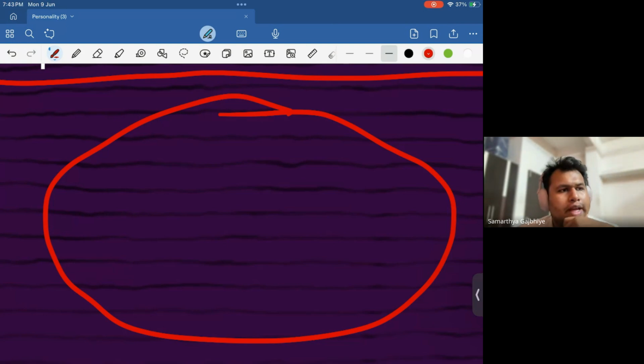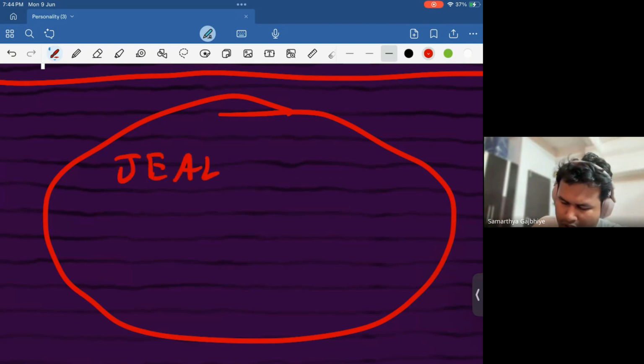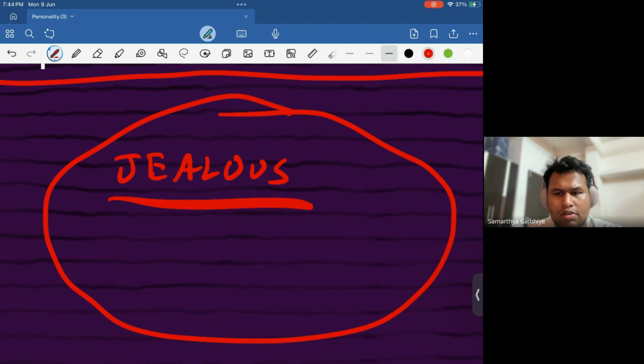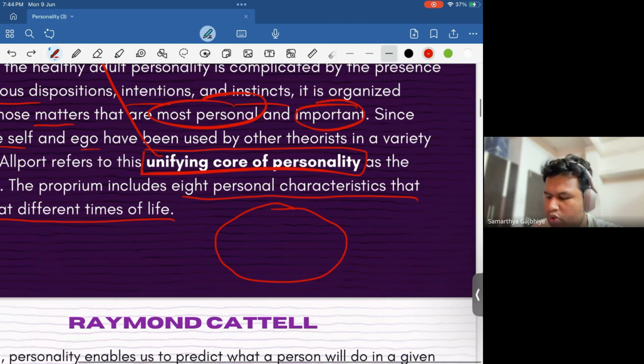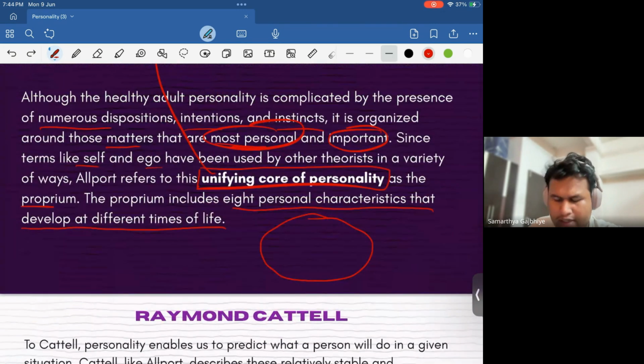Now, tell me, have you ever been jealous of anything, of anyone in your entire life? Have you ever been jealous? See, तो ये सब कुछ yes है. तो now should I say कि okay, now you're a jealous person. Jealous is one of the characteristics in your proprium. No, this would be incorrect. What does the proprium involve? It involves the most important, the most regular, the most intense, the most personal characteristics which occur consistently in your behavior.